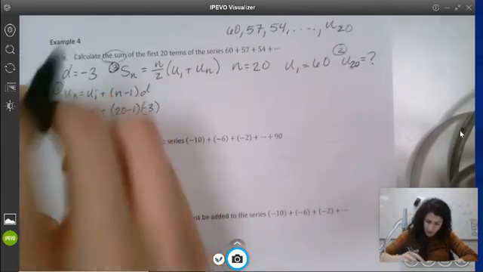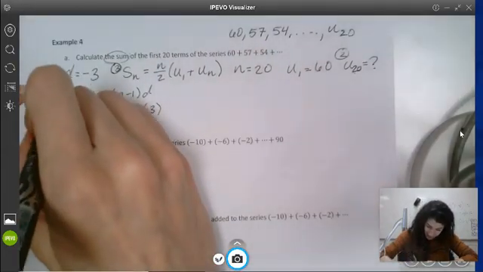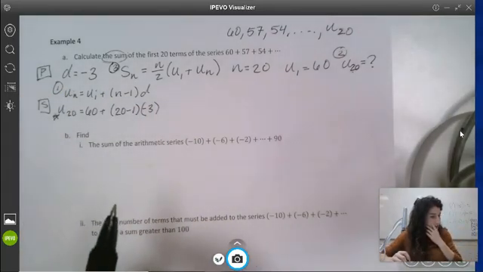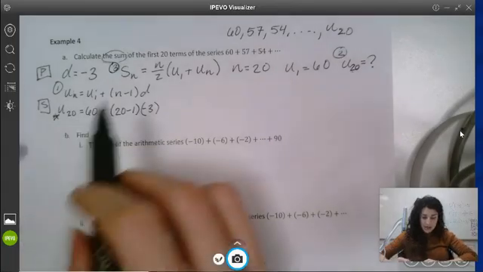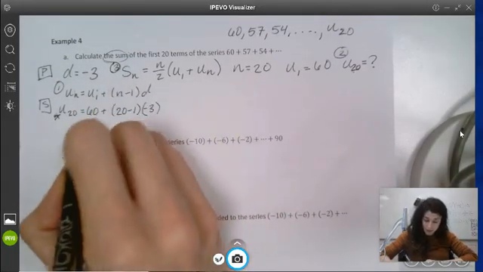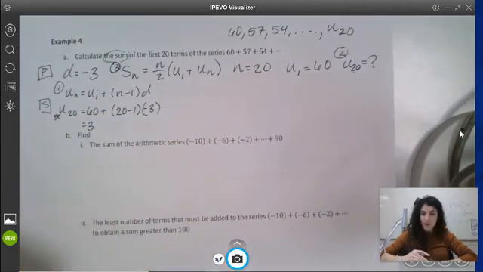Why don't you guys find this out? I don't know why I'm trying to calculate it. Why don't you guys find it on your own? Okay, our 20th term is 3. 19 times -3 becomes -57. 60 minus 57 is 3.